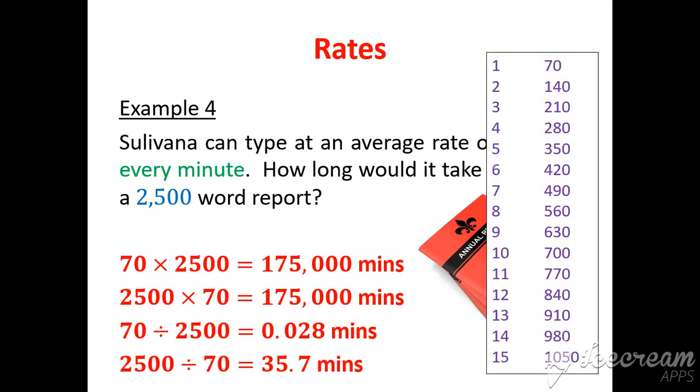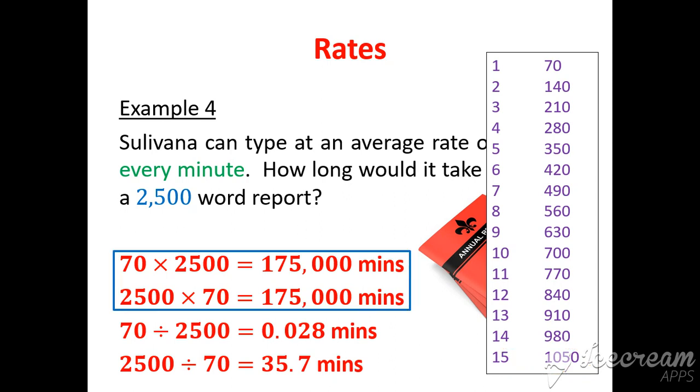Here's a table over here. After 1 minute, she's typed 70 words. So after 2 minutes, it's 140 words. After 3 minutes, she's typed 210 words. And so on. After 15 minutes, she's typed over 1,000 words. So 15 minutes is 1,000 words. Now we're trying to get up to 2,500 words. In 15 minutes, she can get up to 1,000 words.